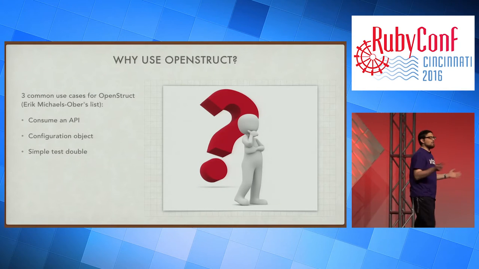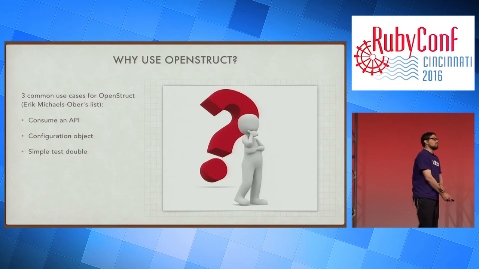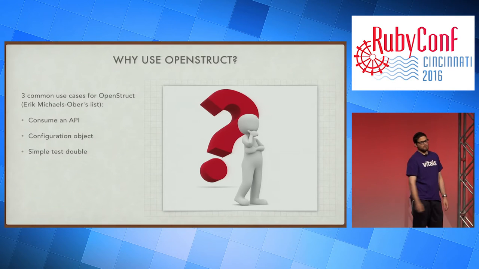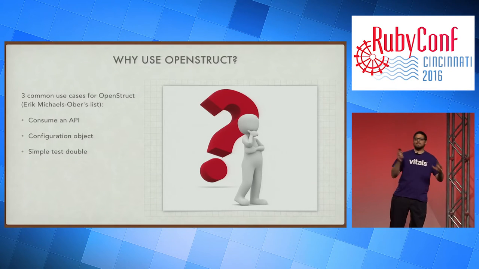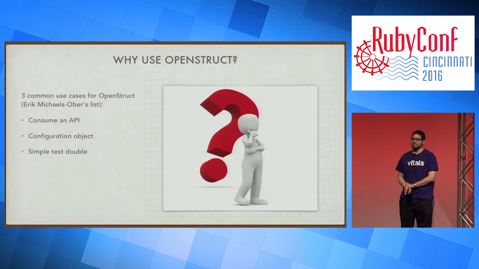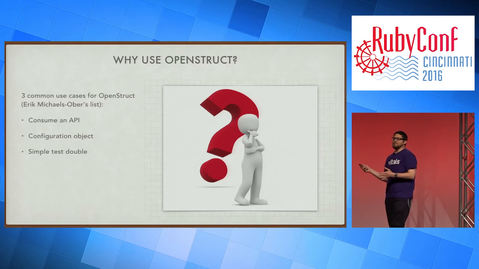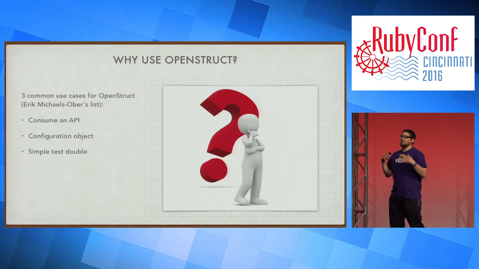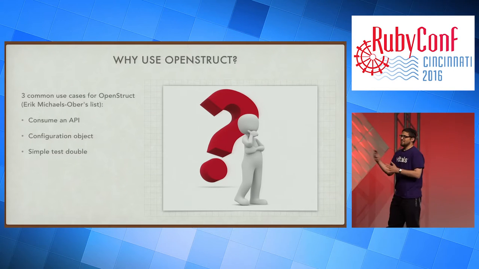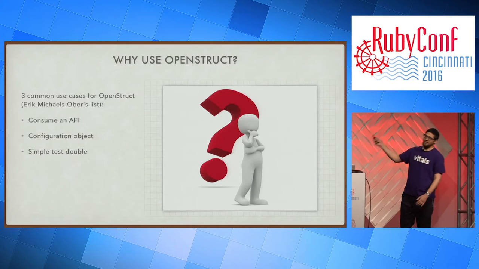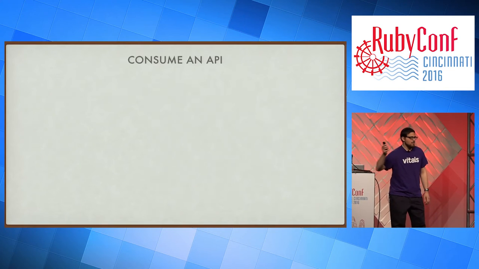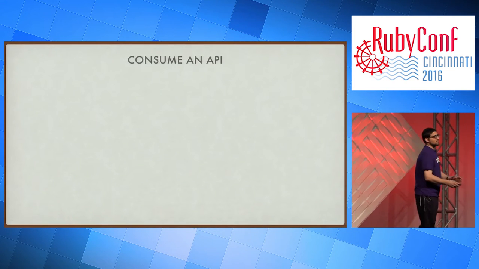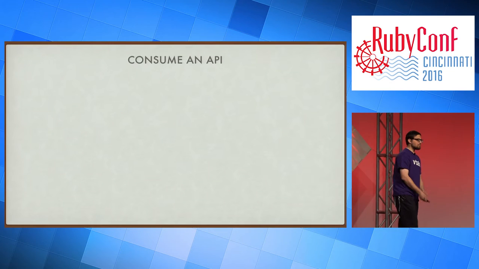Now, that's really nice, but why would we use it? So Eric Michael Stober gave a really great talk at Rails Israel last year where he listed three common use cases of OpenStruct. And the code examples that we're going to use are my code examples, but the list is his, and I have to give him credit for identifying these three cases. The first, and the one that we're really going to focus on in this talk, is consuming an API.